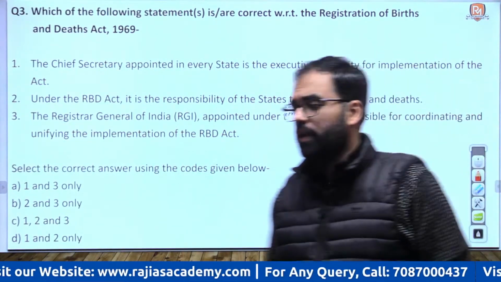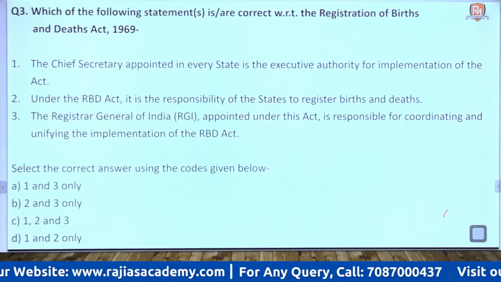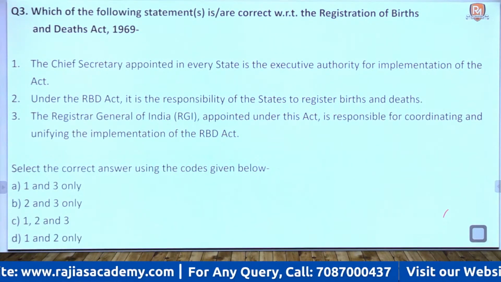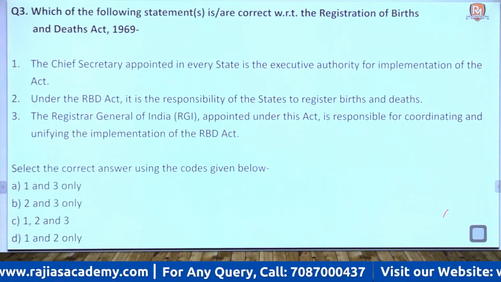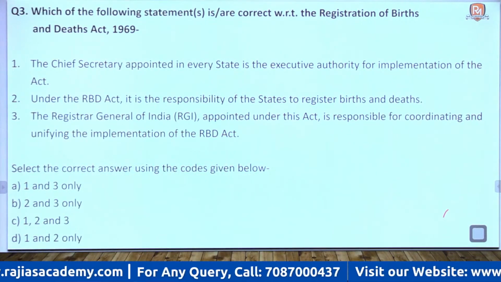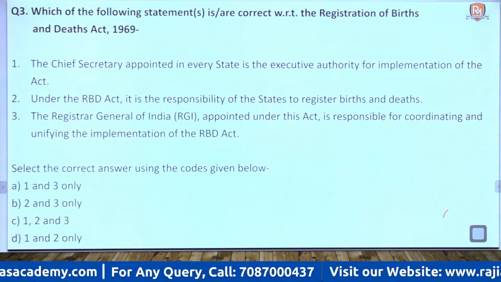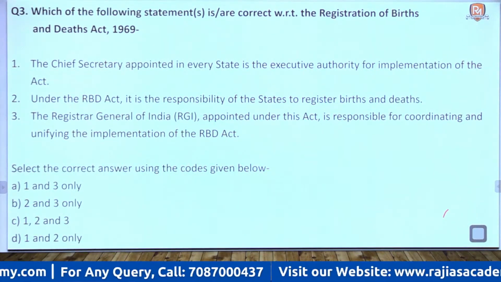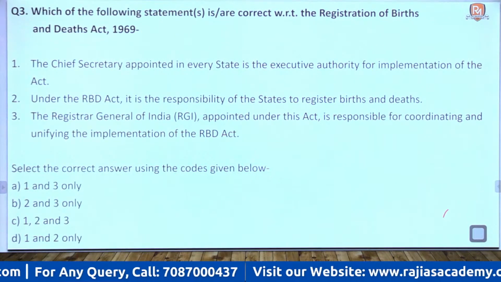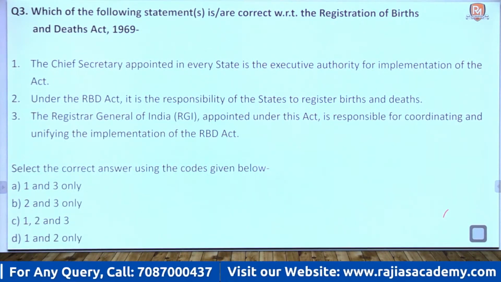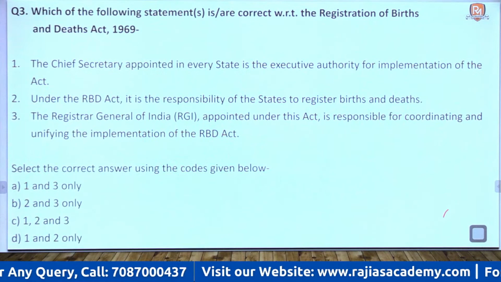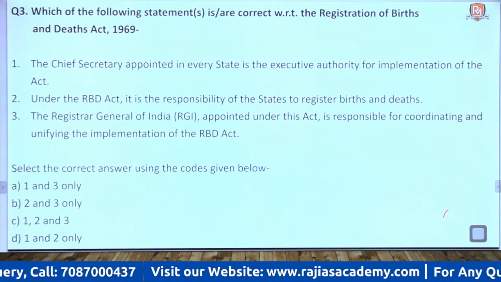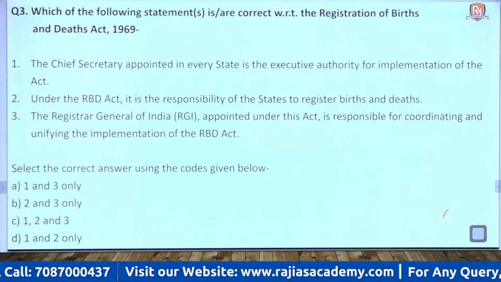So the question reads: which of the following statements is or are correct with respect to the Registration of Births and Deaths Act 1969? Statement 1. The Chief Secretary appointed in every state is the executive authority for implementation of the act. Second, under the RBD Act, it is the responsibility of the states to register births and deaths. And third, the Registrar General of India appointed under this act is responsible for coordinating and unifying the implementation of the RBD Act. So what do you think should be the answer here?